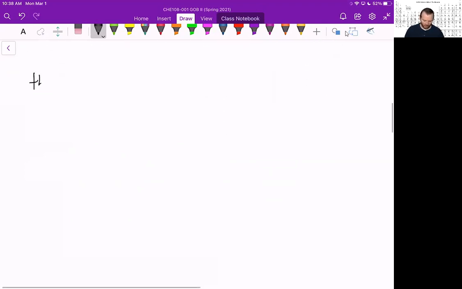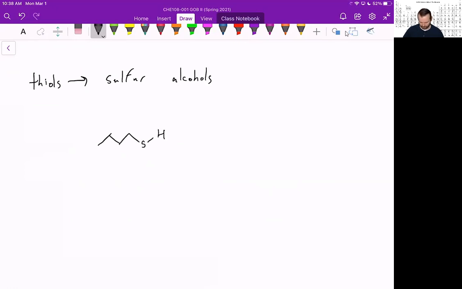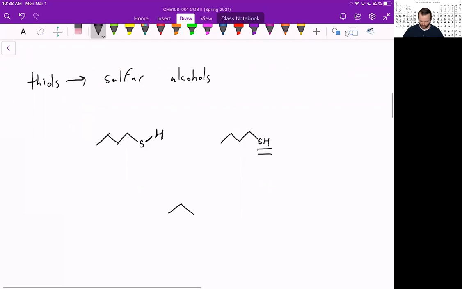And then thiols. They are sulfur alcohols, so to speak. That's the way you can remember it. You don't have to show that explicit sulfur-hydrogen bond. You can show it condensed, like the structure on the right. But instead of oxygen, you have sulfur. A thiol is sulfur instead of oxygen. These are examples. There are many more.